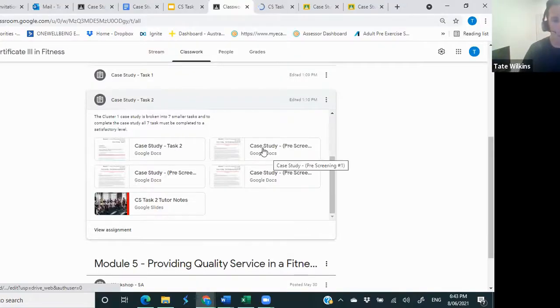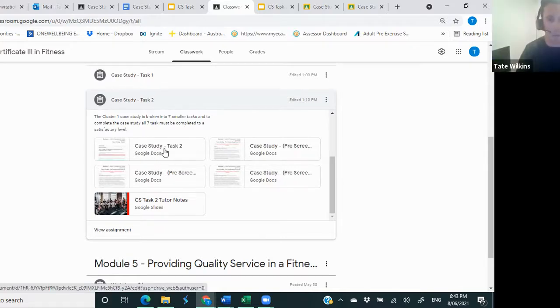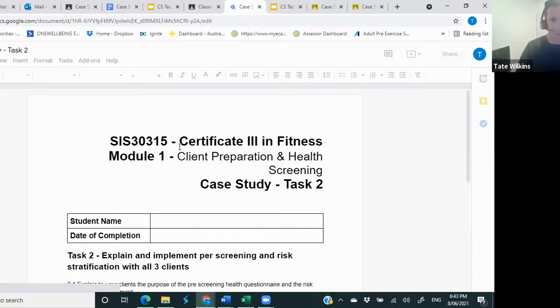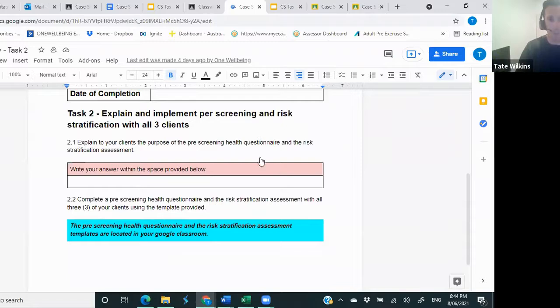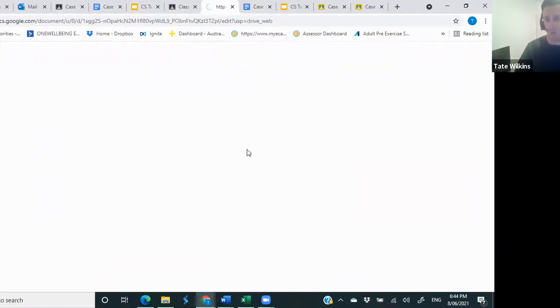All right. So with task 2, you'll see that it's actually got 4. See how there's 4 documents there? Yep. So pretty much the one on the left, if you want to open that up, I'll have it on my screen just as an example. This one is the one where you write your name, and there is just one question we've got to do. But then the other 3 are just the actual form, the pre-screening form.